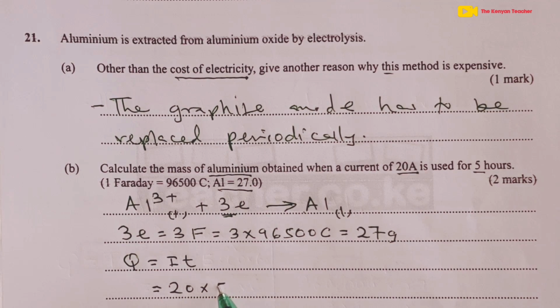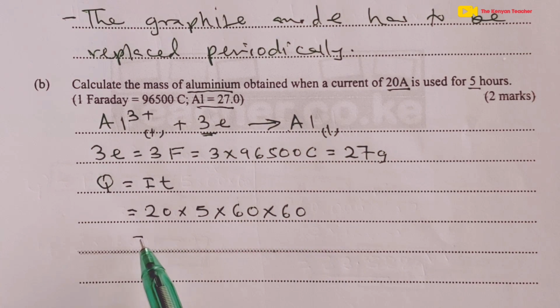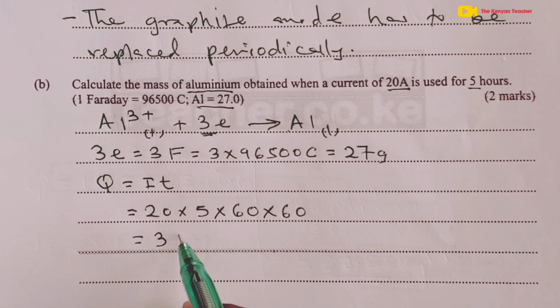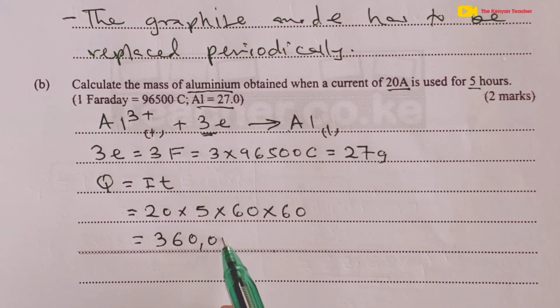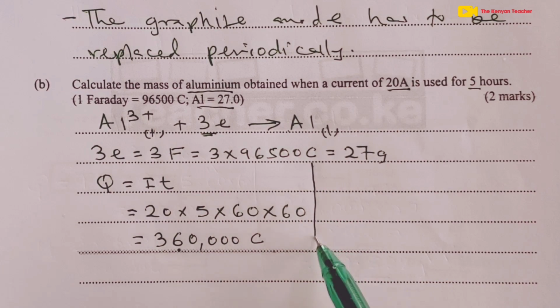Time is 5 hours, but it has to be expressed in seconds. So we multiply by 60 to convert into minutes, and another 60 to convert into seconds. This would give a total of 360,000 coulombs. From here, we would relate this quantity of electricity that we've gotten here to the interpretation of our equation.